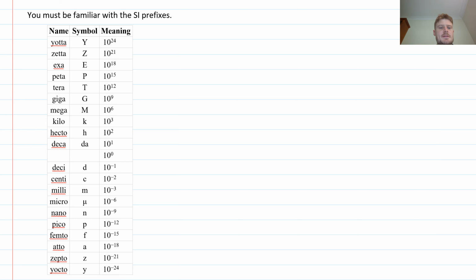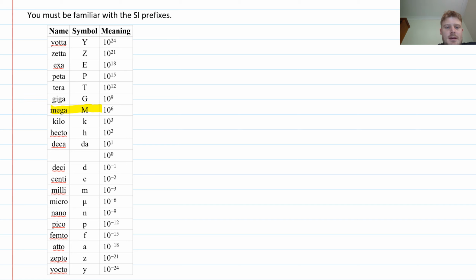Now, one thing that you need to be very familiar with are the SI prefixes, because in electric circuits we tend to work with parameters that span many orders of magnitude in size. So here's the full list of SI prefixes. The ones that you absolutely must know for this subject. These are the ones that you need to have memorized.